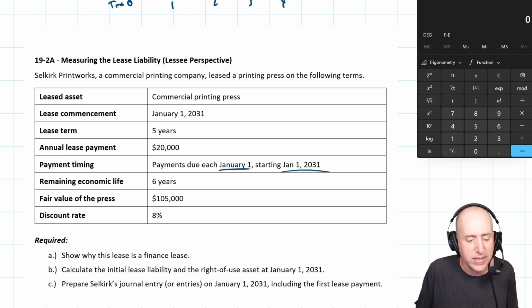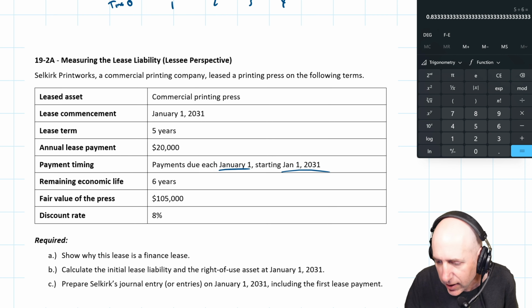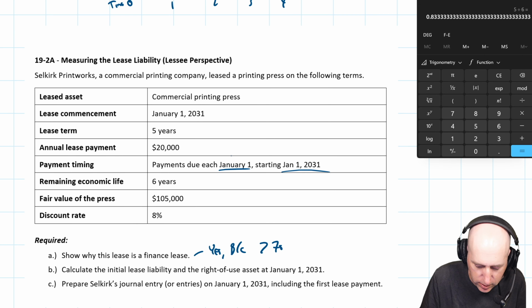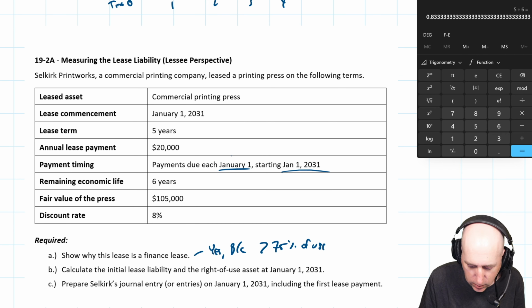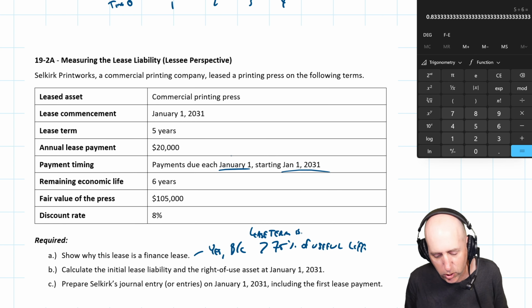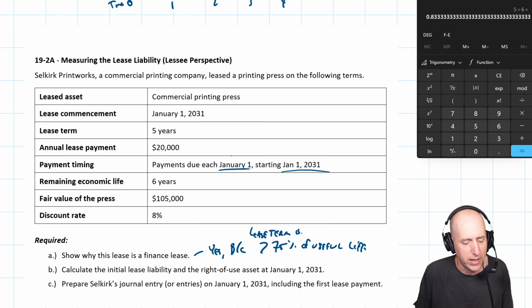Is this more than 75% of the useful life? Well, 5 out of 6 years, yes. So yes, it's a finance lease. Yes, because greater than 75% of useful life. My writing is so good. So our lease term is more than 75% of useful life. It's 5 out of 6 years. Therefore, it is a finance type lease.